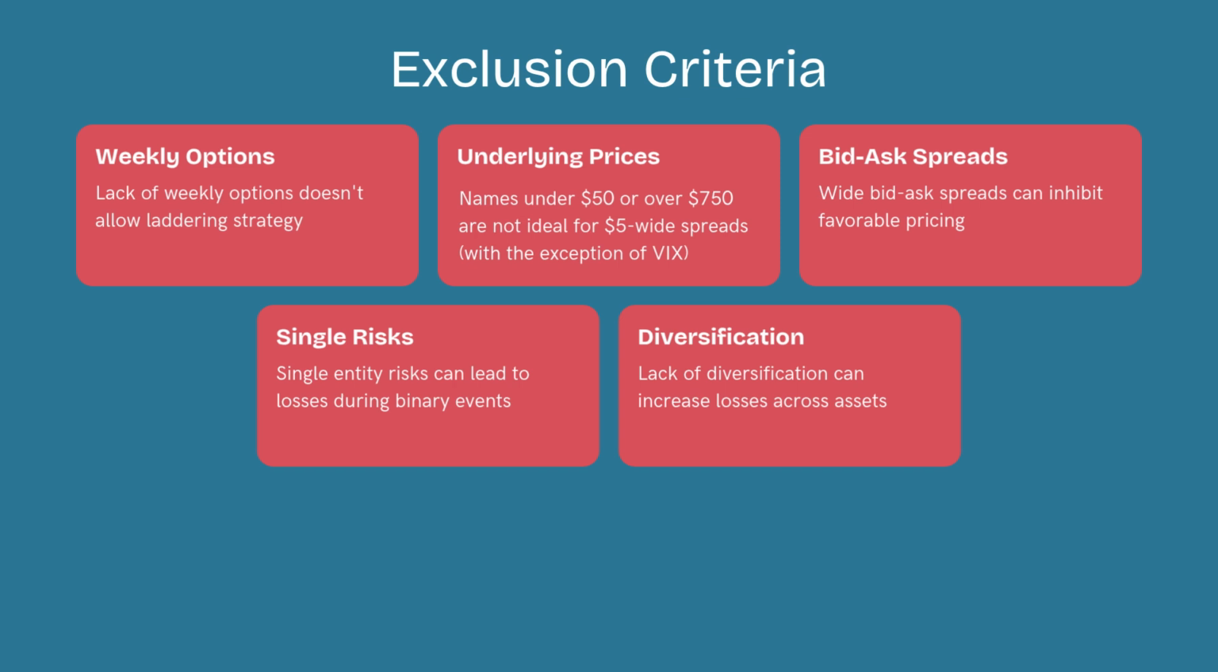So if you have a dollar wide bid-ask spread, that's really not going to help us. It needs to be down to a penny, 2 pennies, 3 pennies. That's really what we're looking for.